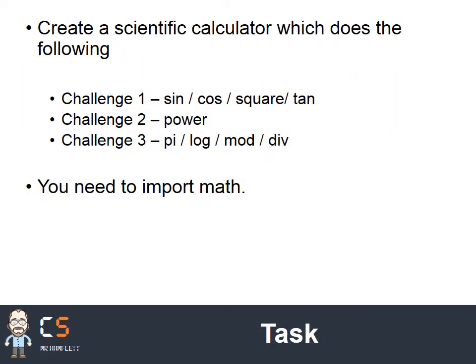Now's a good time to have a bit of a pause and to create a scientific calculator. Hopefully you have already created a calculator. If not, create a calculator class and then inherit from it in order to create a scientific calculator. Have a go at creating sine, cosine, square, and tan. Squaring numbers. Have a go maybe doing powers and maybe adding a few other things like pi, logarithms, mod, and div. If you're going to be using sine and cosine, you need to import the maths module in Python.